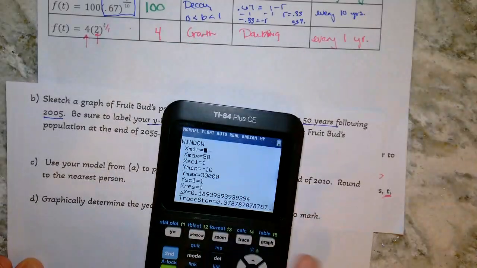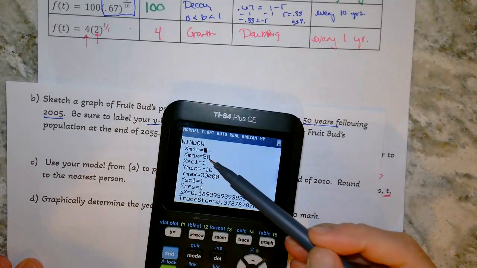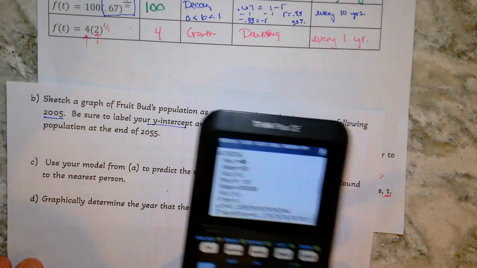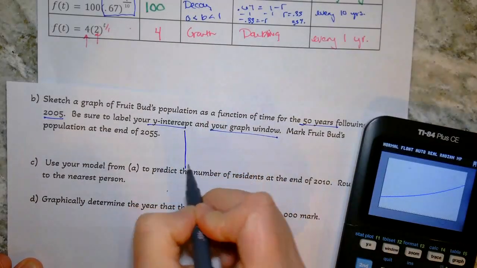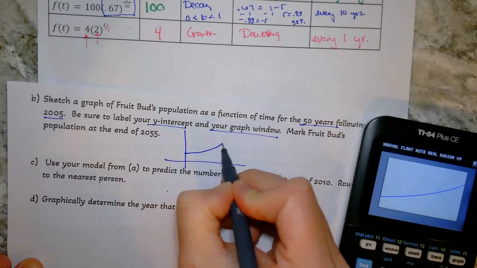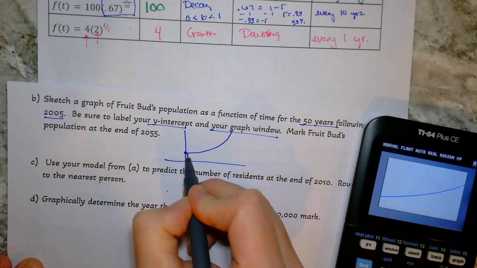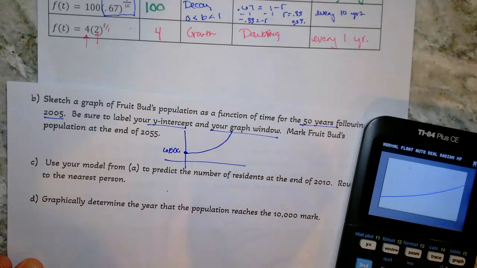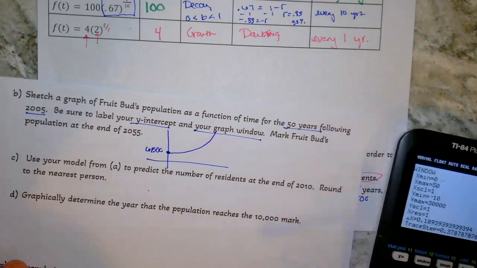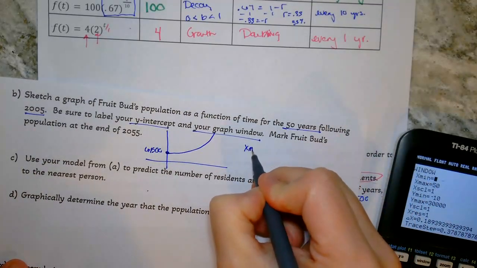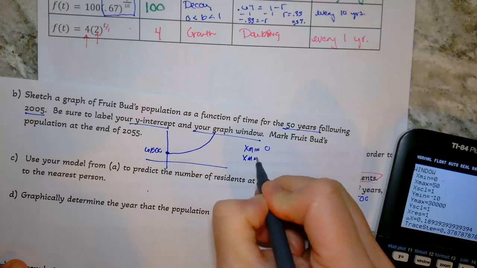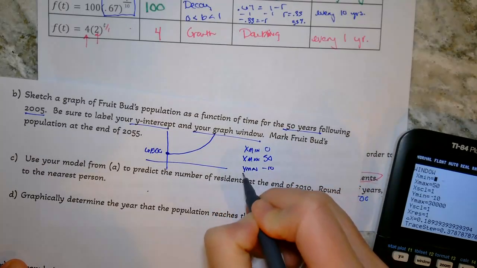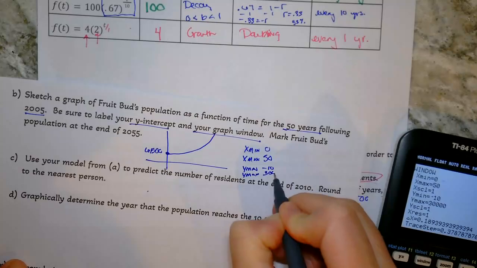All right, so again, I used 0 to 50 because it said the first 50 years, and I ended up at 30,000 for my y max. So I'm going to make a sketch like it says, and it says label your y-intercept, which is 6,500. That's our initial when time begins. And it says mark your graphing window. So I'm going to say x min was 0, x max was 50, y min was negative 10, y max was 30,000.